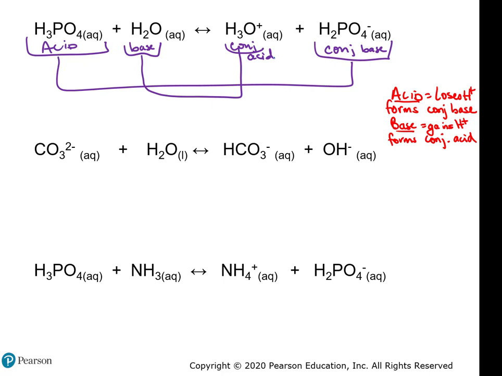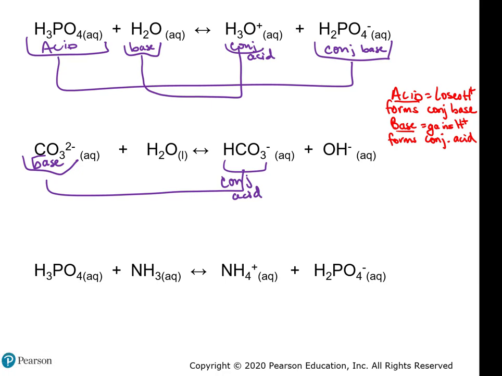So CO3 2 minus, its most similar pair? Yep, HCO3 minus. So that makes this the base. Right? So we said bases always gain the hydrogen. And then that means that the HCO3 minus acts as the conjugate acid. So in the reverse reaction, it'll lose its hydrogen ion.